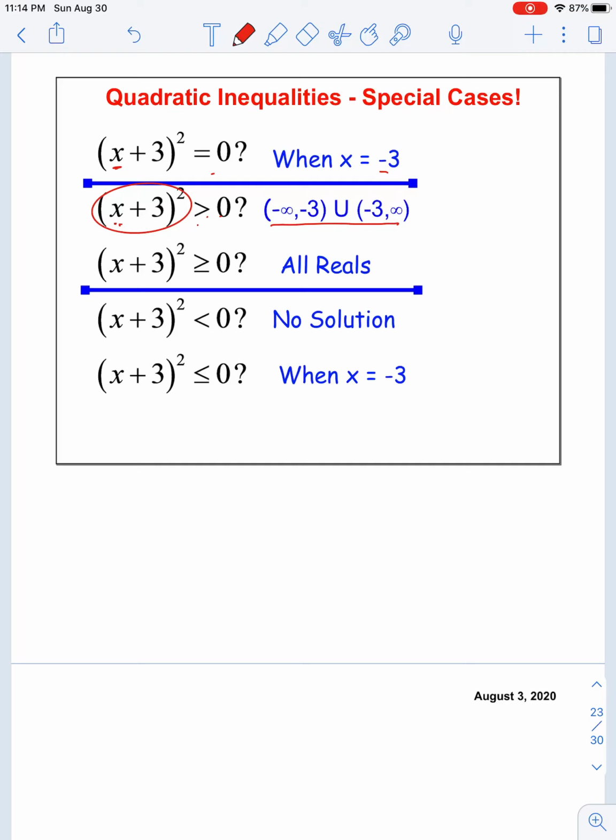And so the next one, when is it greater than or equal to 0? Everything will be greater than or equal to 0. Because no matter what you plug in, when you square it, it's going to be positive. And if you plug in a negative 3, it's going to be 0. But it's greater than or equal to 0. So it's all reals. When is x plus 3 squared less than 0? Absolutely never. There's no solution there because it's either going to be positive or 0. And it's not less than 0. Less than or equal to 0 has only one number that works, and that's negative 3, because it makes it equal 0. Nothing will make it less than.